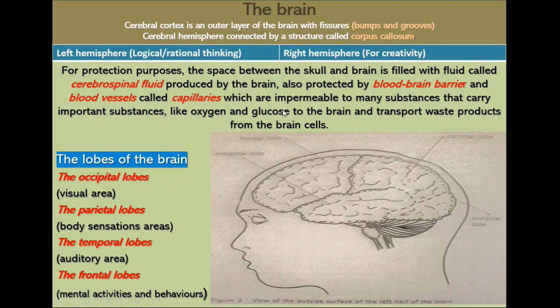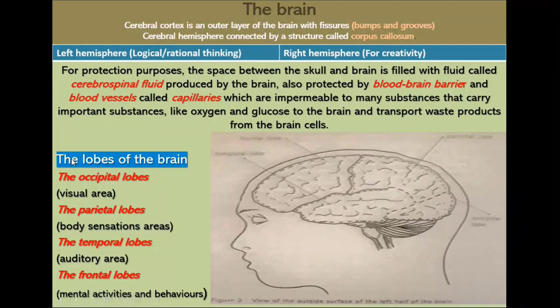What goes out is carbon dioxide. They transport waste products out of the brain. They suck in oxygen and glucose. Waste products go out because the brain only needs oxygen and glucose to function effectively. They don't say water, they just say oxygen and glucose, meaning these are the two important substances that your brain needs. Waste products go out instantly.